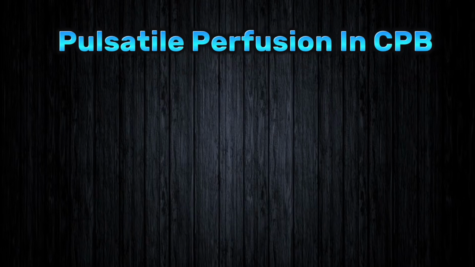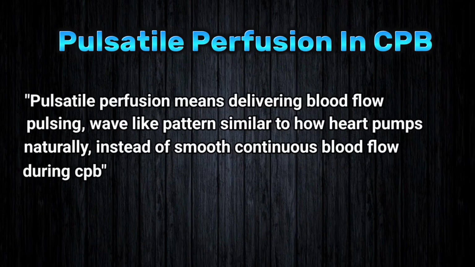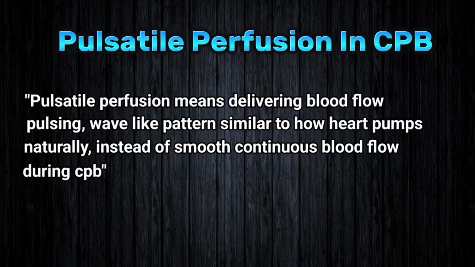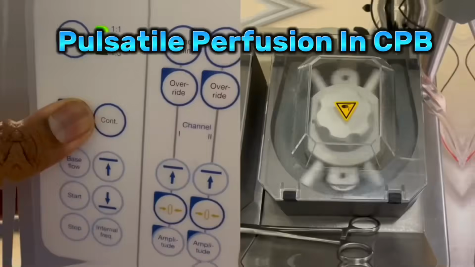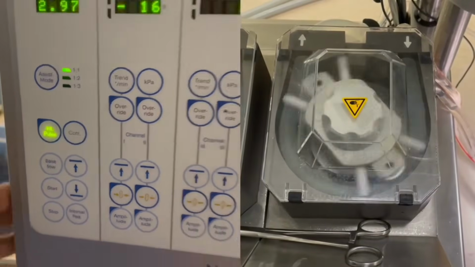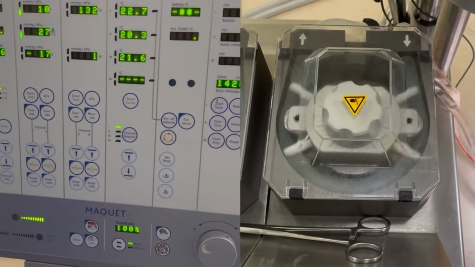Okay, pulsatile perfusion in CPB. Pulsatile perfusion means delivering blood flow in a pulsing, wave-like pattern, similar to how the heart pumps naturally, instead of smooth continuous blood flow during CPB. In short, pulsatile perfusion is the artificial creation of a heartbeat-like blood pulse during CPB instead of laminar blood flow.